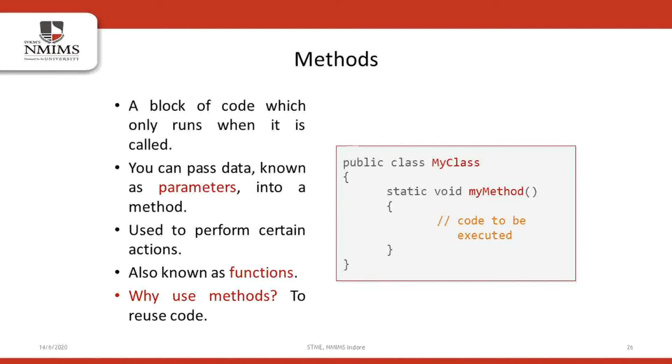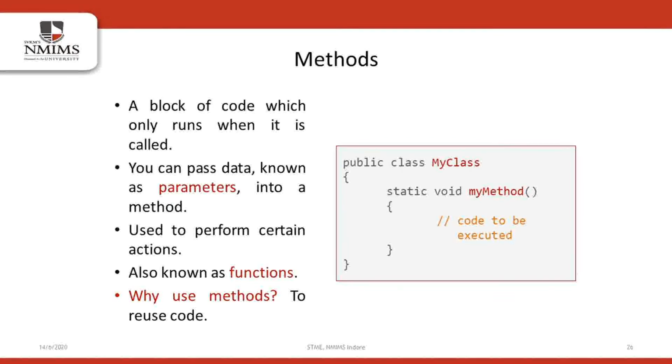Similarly, in Java, a function is a block of code. Method is also known as function, and it is a block of code that performs a specific task and returns the result to the caller. A block of code which only runs when it is called. You can pass the data, known as parameters, into the method.